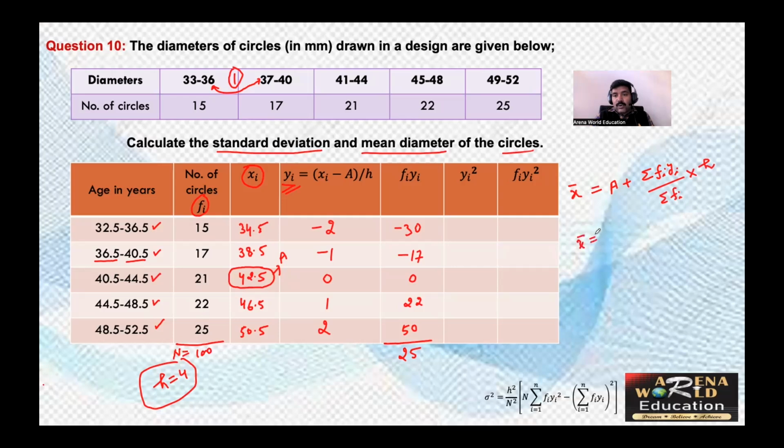X bar will be equal to A, which is 42.5, plus 25 upon 100 multiplied by 4. After solving, your required mean will be 42.5 plus 1, so this will be equal to 43.5. And this is the required mean diameter for the given circles, right?